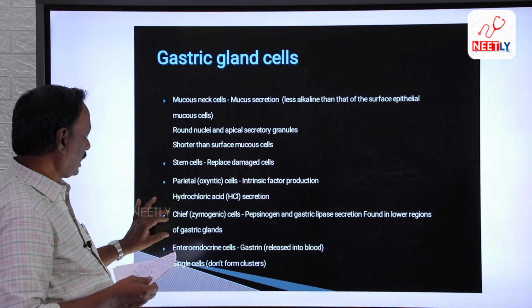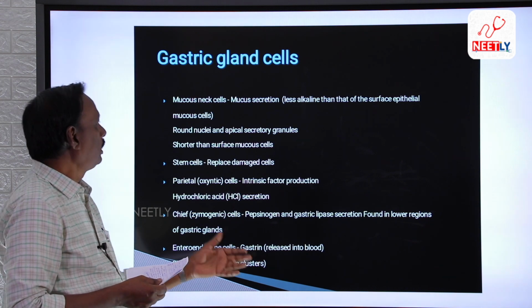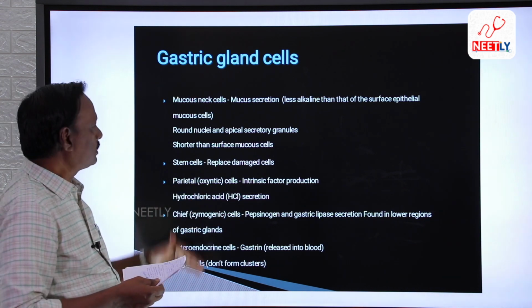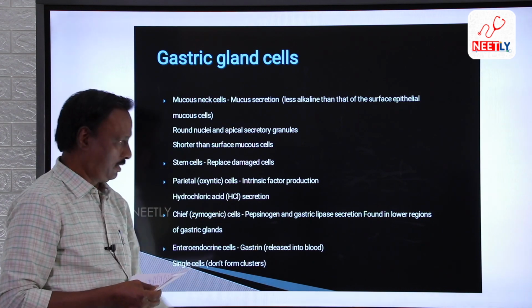Then there are the zymogen cells, and then the endocrine cells, which secrete gastric hormones. So they have different kinds of cells. Everything is included and commonly called the gastric gland. That's all.